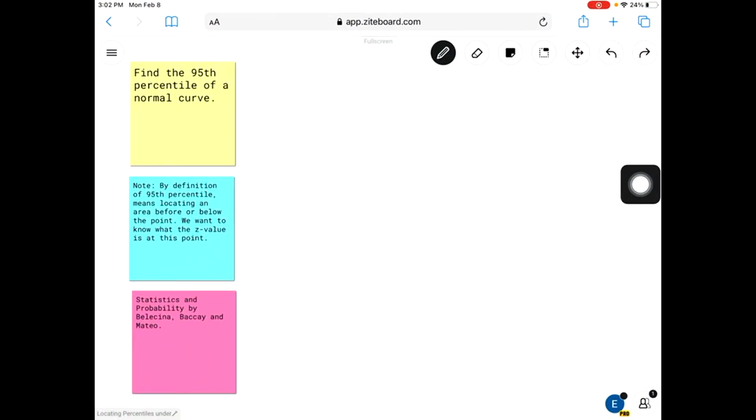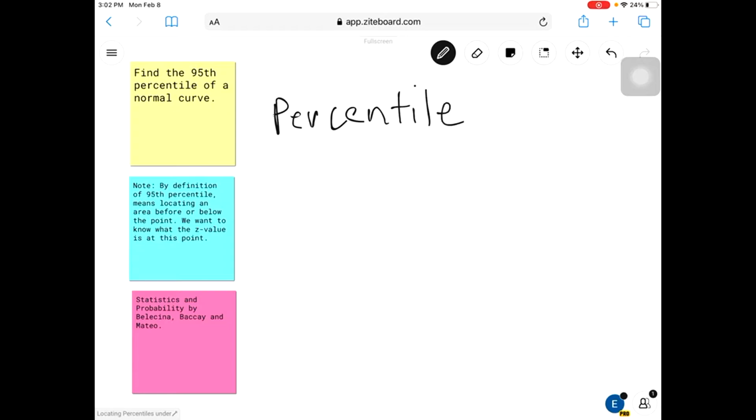Locating percentiles under the normal curve. So before we start, let me just have a quick recap of the concept of percentile. For any measurements arranged in ascending or descending order, a percentile is a point in the distribution such that a given number of cases is below it.